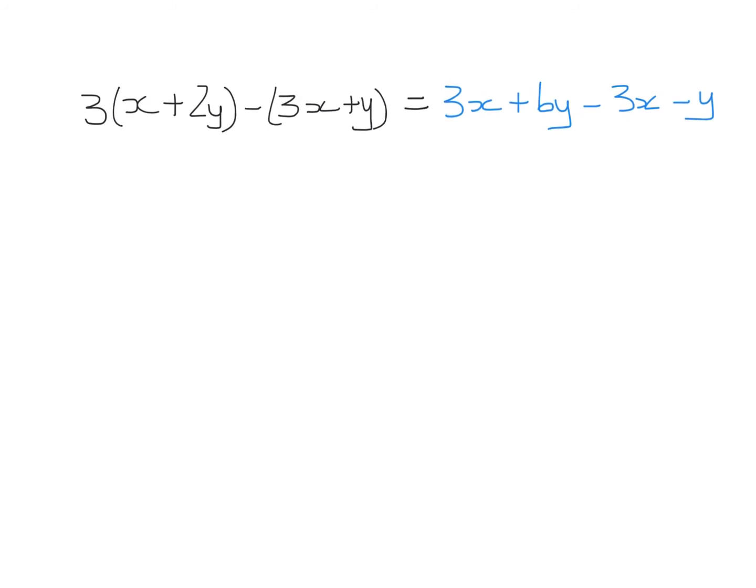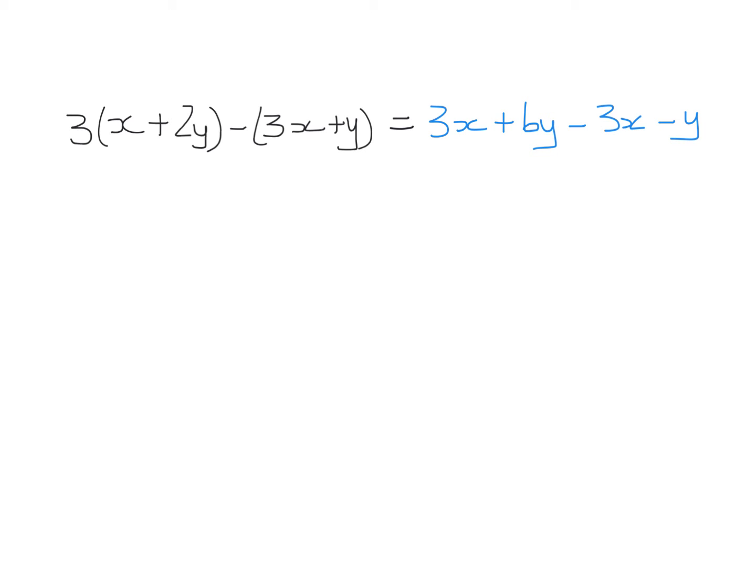The next thing I need to do is collect my like terms. I've got x terms, and I've then got y terms. So 3x take 3x gives me 0. I'm just going to write 0x for the moment. And then 6y, take away 1y, is going to give me 5y. Now, this one over here, I don't include because 0 is nothing, so my answer therefore is going to be simply 5y. And that's the end of expanding algebraic expressions.